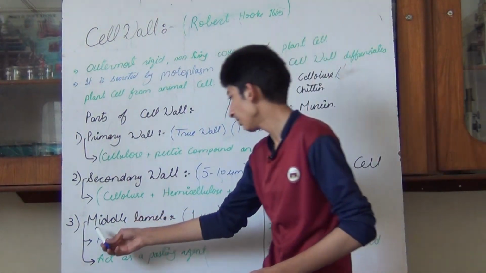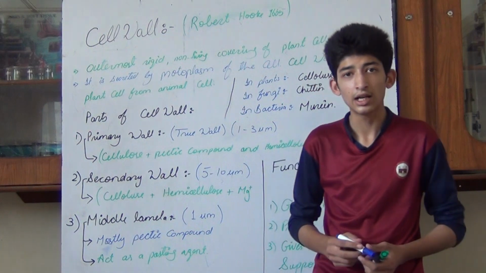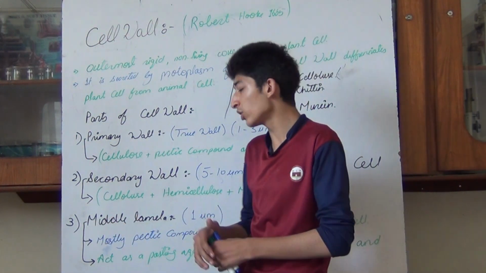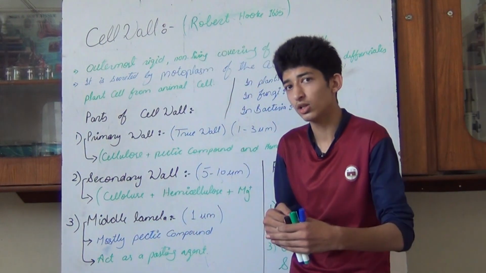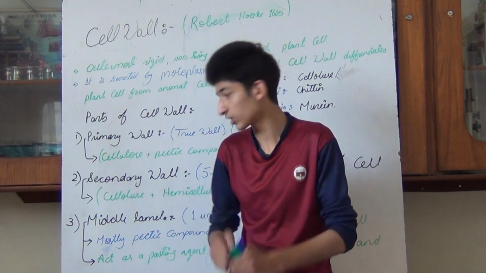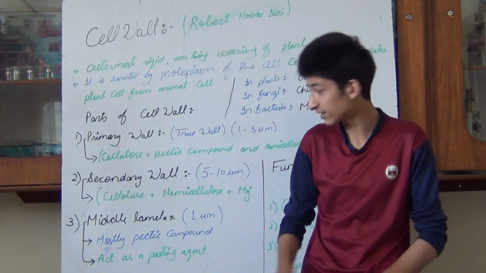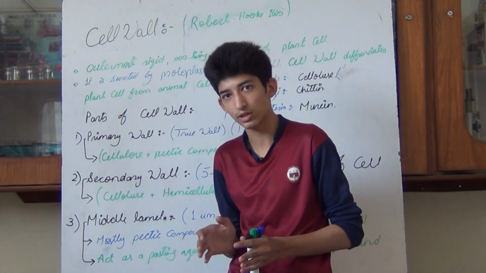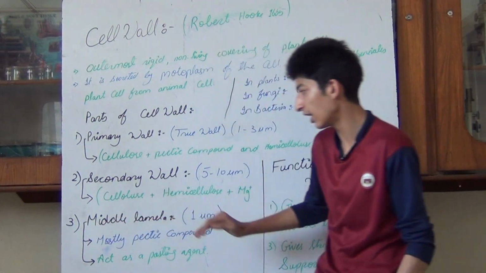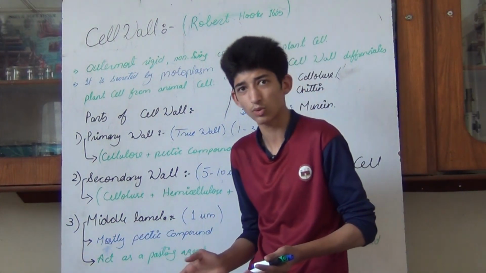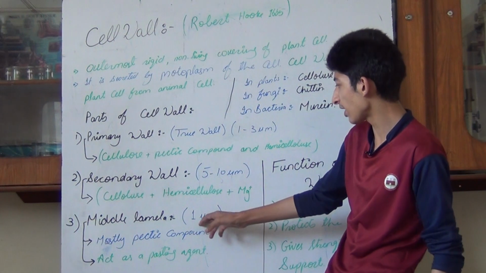Now the third one, the middle lamella. What is a middle lamella? From the name, it seems it is going to be in the middle, but it is just lying between the two cells. That is why it is called middle lamella, and it acts as a pasting agent and cements two cells together. It is mostly made of pectic compounds, polysaccharides, etc. It may be 1 micrometer.